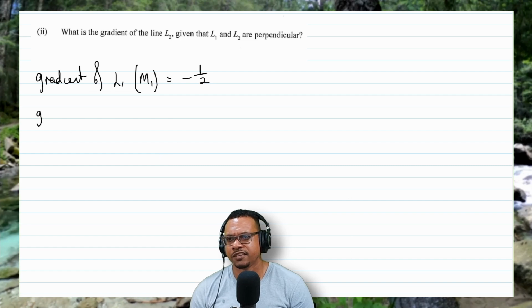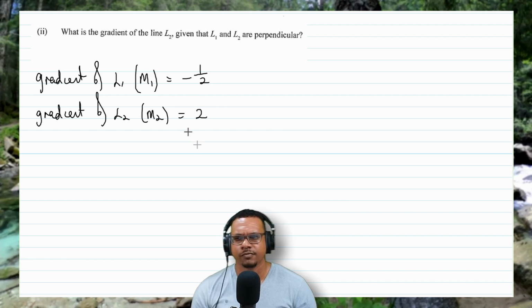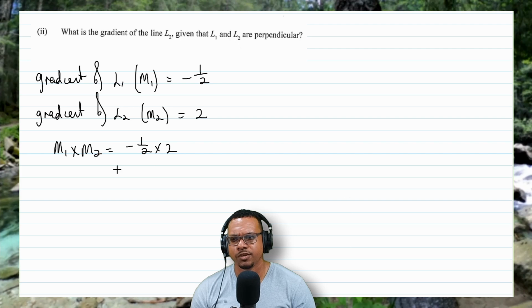All right, so now the gradient of L2, and I'll call that M2, would be to flip this fraction and change the sign, negative reciprocal. So flipping 1/2, you get 2/1, change the sign from negative to positive, and you get +2. And of course, if you multiply M1 by M2, you're going to have -1/2 times 2, which is equal to -1. And that tells you that these two lines are perpendicular, because when you multiply two gradients, you get -1.